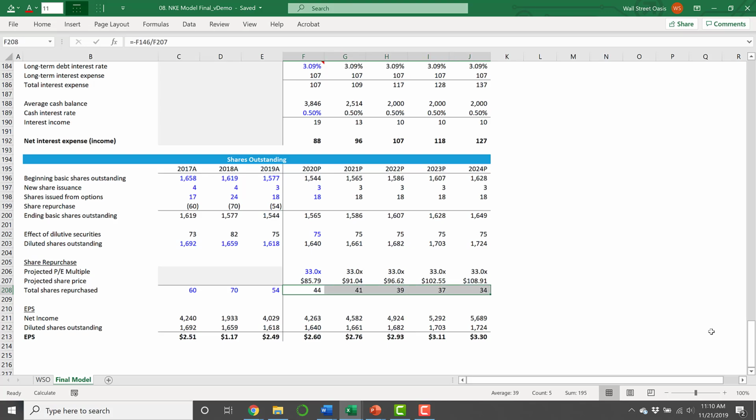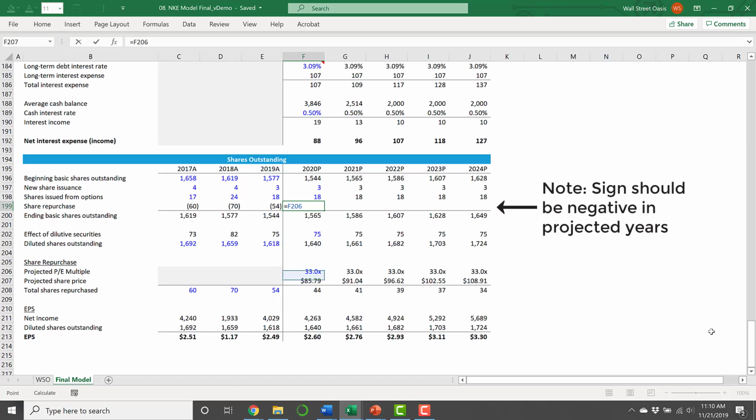I'm going to take that right, and now all I need to do to complete my ending basic shares outstanding up here is make a reference down to my total shares repurchased here and fill that right. Be aware, now that we've added the share repurchase reference, we've created a new form of circularity in our model.